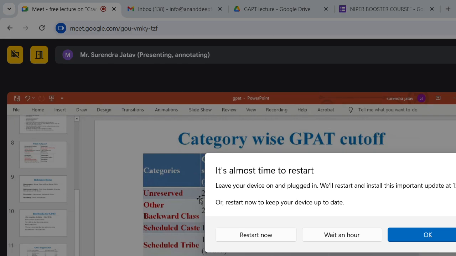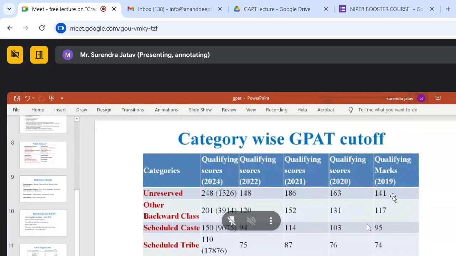Even with that many marks, you can qualify. In 2019, the person who got only 140 marks out of 500 also qualified. So this is the unreserved category. Now backward and scheduled classes have their own criteria for qualifying. This is category-wise, so you can assume in which category you belong and how many marks you need. In the upcoming year 2025 it may differ somewhat.